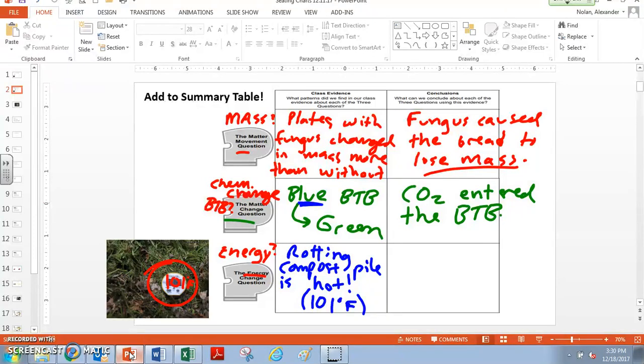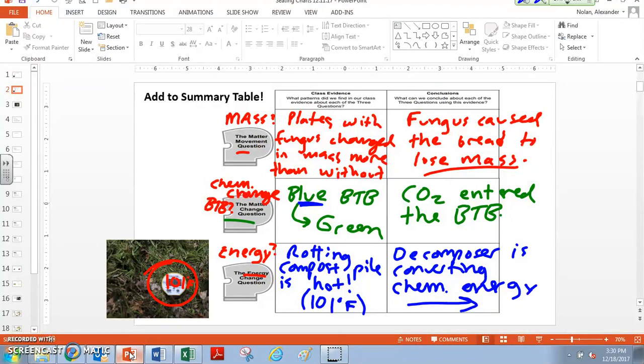And so think about it this way. Our decomposers are using this compost pile as food. So they're really taking this food, this chemical energy, and they're converting it into heat energy and probably some kinetic energy. So what this means is that the decomposer, such as the fungus, is converting chemical energy into heat energy.